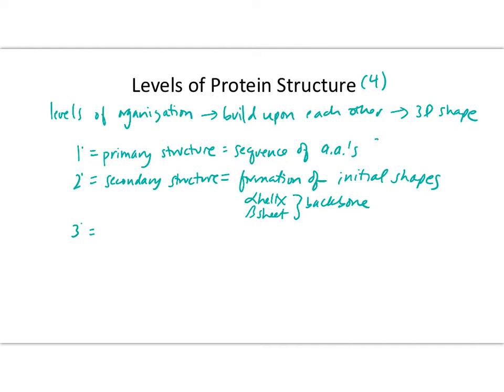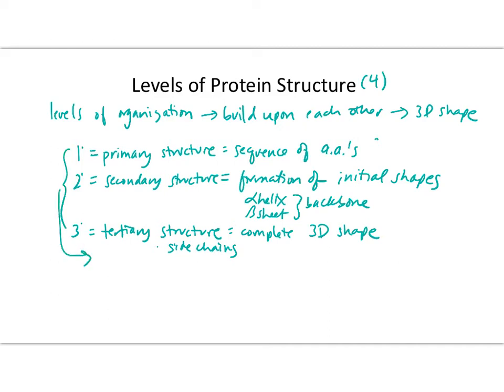Then, if we zoom out a little further, we consider the tertiary structure of the protein. And this is when we consider the complete three-dimensional shape. This, in particular, has to do with the side chains and how the different chemicals and functional groups which make up the side chains will interact with each other to produce a more complex protein structure for that particular protein. For each individual polypeptide chain, they will have primary, secondary, and tertiary folding.